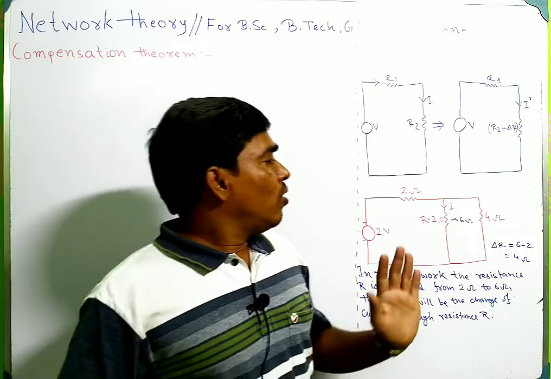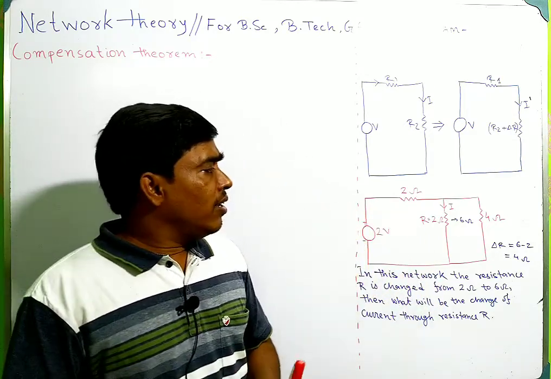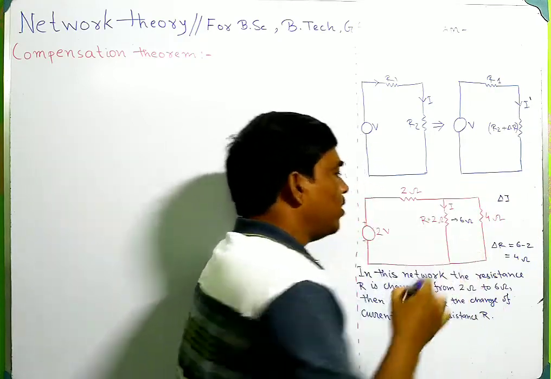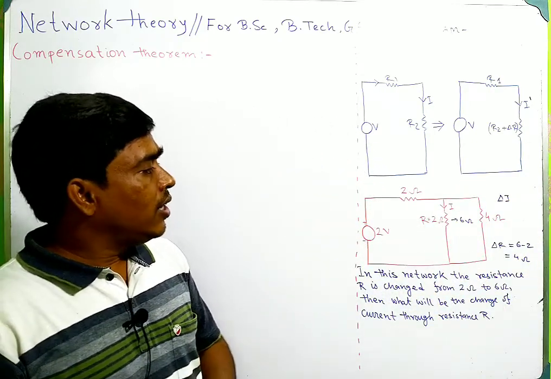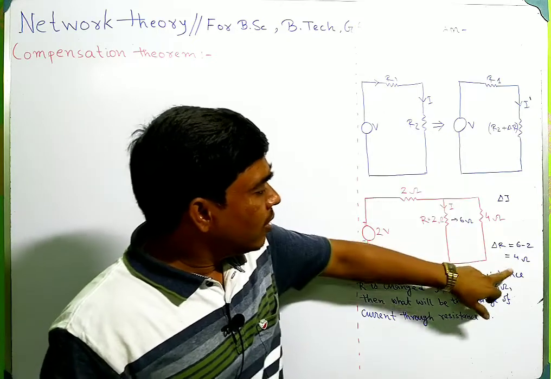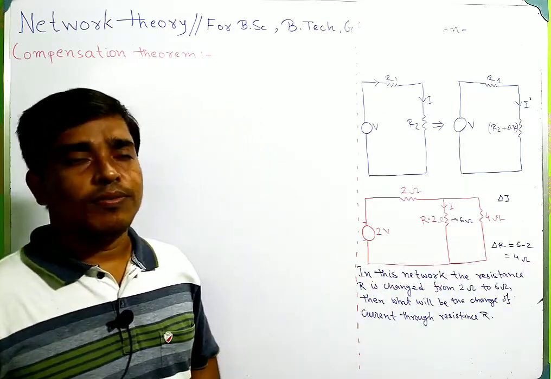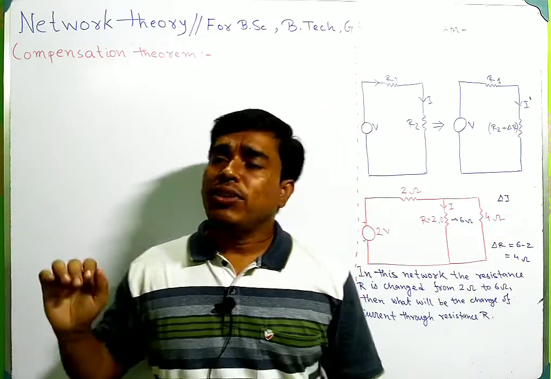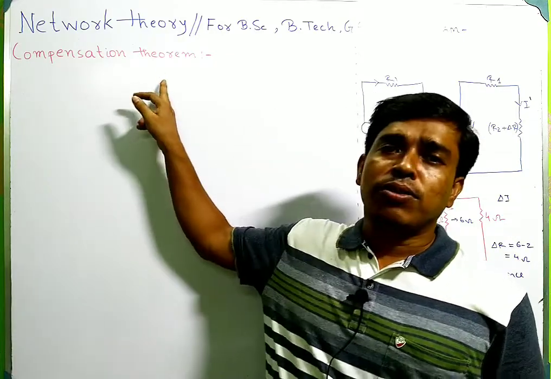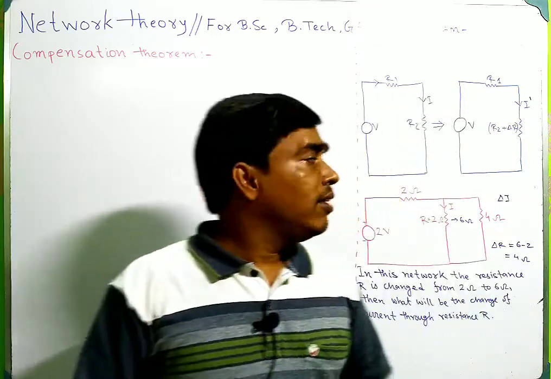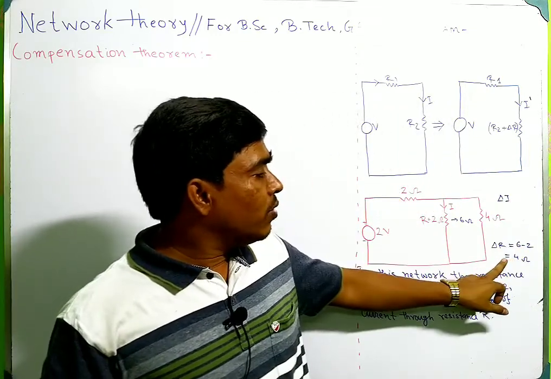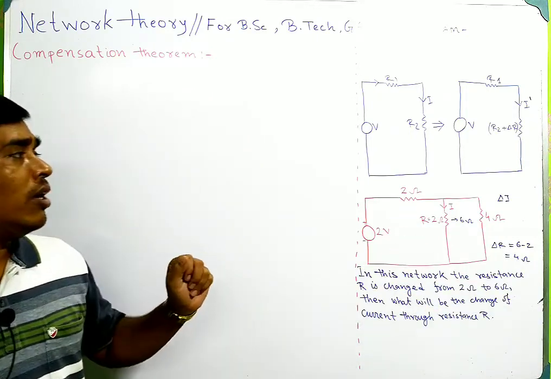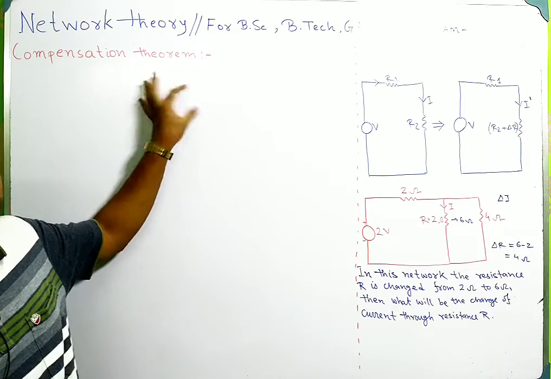So what will be the change in current through this branch when the change in resistance is 4 ohms? How to calculate this change in current? By using the compensation theorem, we can easily calculate this change in current due to change of resistance. So first of all, we should know what the compensation theorem is.